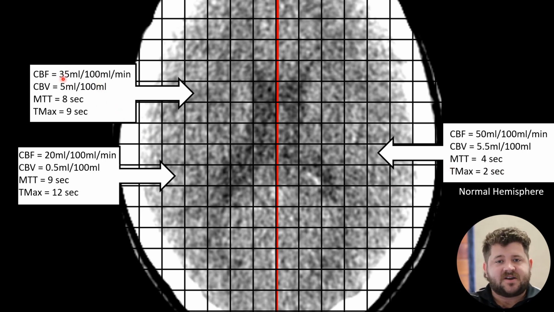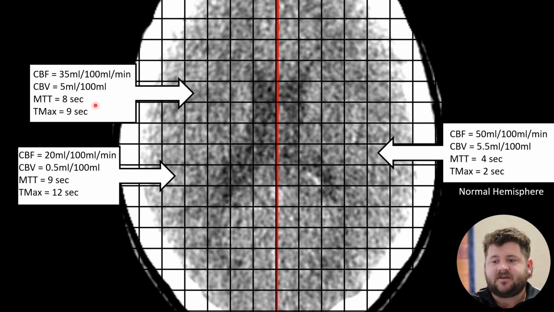So we're not going to compare this to, again, what we think it should be. We're going to compare this to the normal hemisphere. So it's always calculating these back from one side to the other. If we think that it should be 50 mil, but we've got 35 mil, we've got a reduced flow. If our CBV should be 5.5 mil, but we've got 5 mil, we know that we've got a slightly reduced volume.